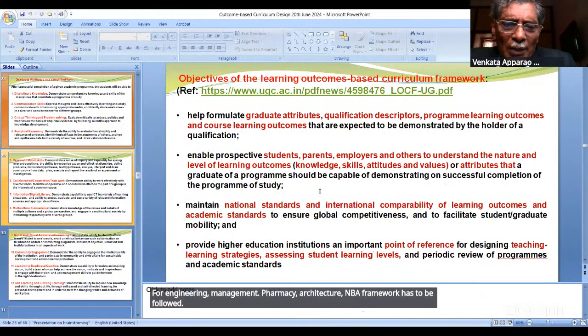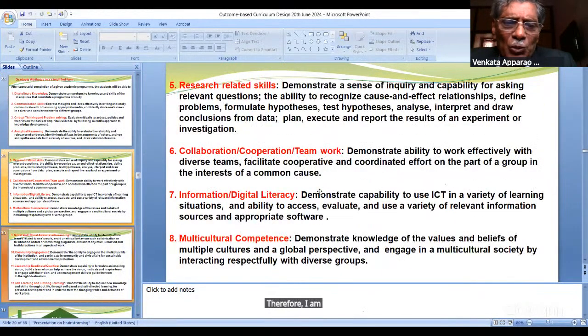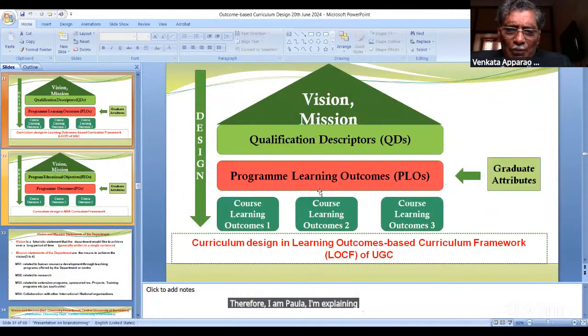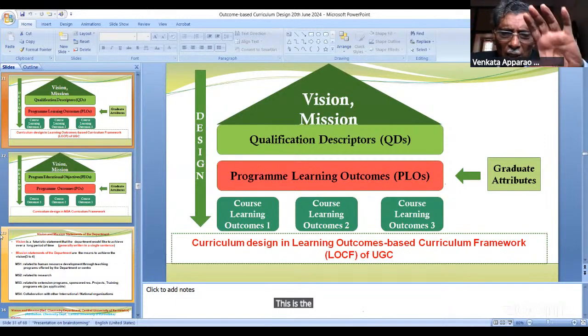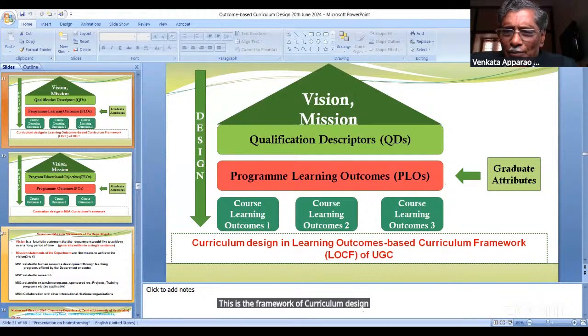Therefore, I am explaining both the frameworks. This PPT will be shared with you for details. I am explaining the key points. This is the framework of curriculum design framework of UGC.